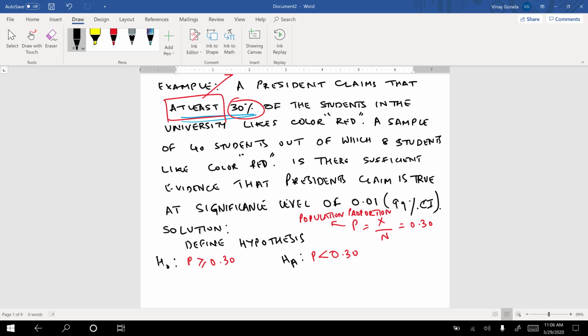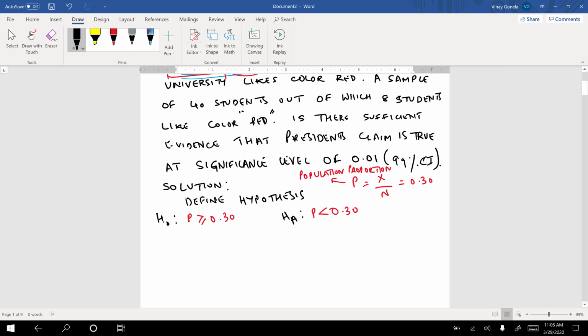So let's see what is given in the problem. To conduct the test, the information will be given. You are taking a sample of 40 students, so our n is 40, and 8 students like color red, so this will be our x, 8, which is the number of students who like color red. Then they gave us a significance level of 0.01, so our alpha is 0.01.